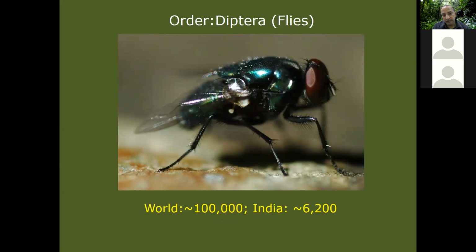Then come the flies, Diptera. Diptera have two pairs of wings, hence the name, and we have more than 6,000 species. People are still discovering several new species. They are very important economically in terms of human health and veterinary health, because several species, especially mosquitoes, sand flies, tsetse flies and black flies, transmit diseases. You might have heard about malaria, dengue and chikungunya. They transmit several diseases in human beings and also in animals. So Diptera are very important, and several studies are being carried out.